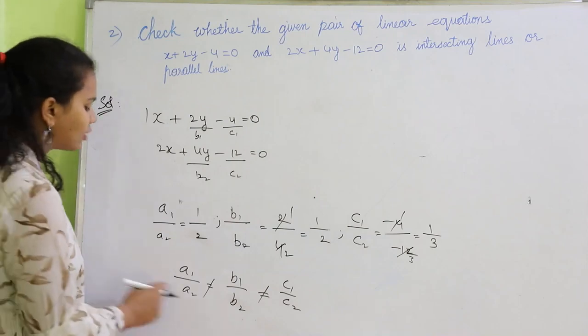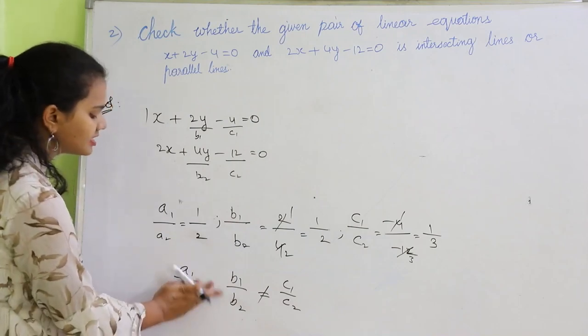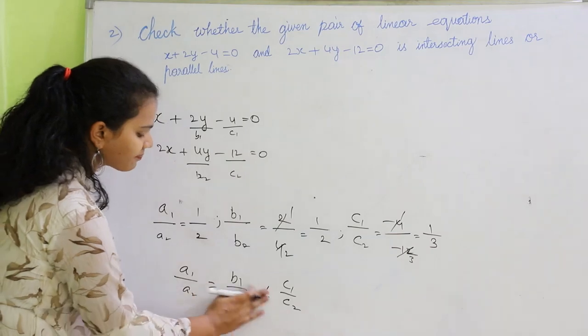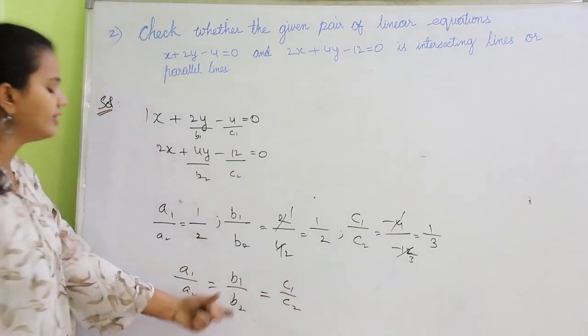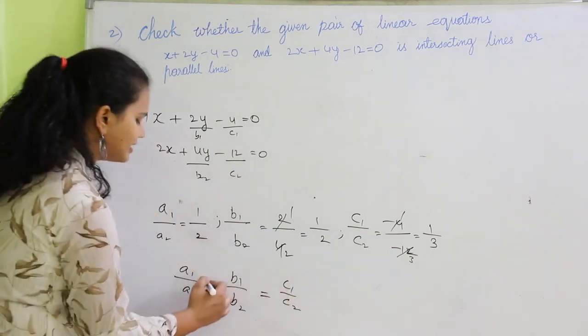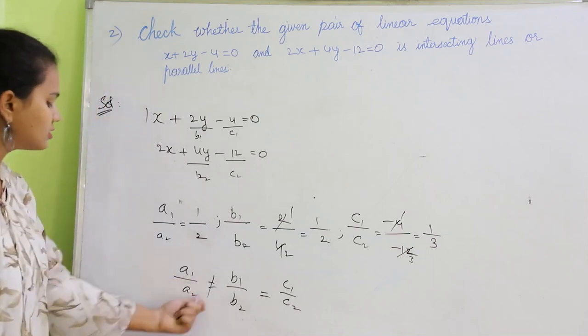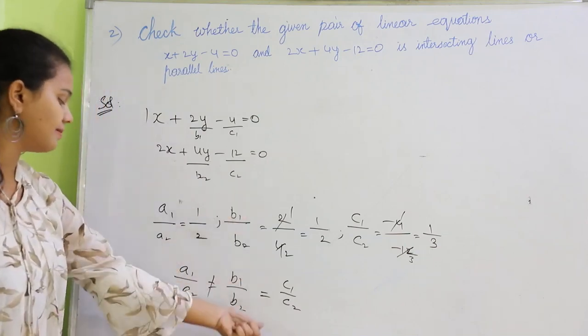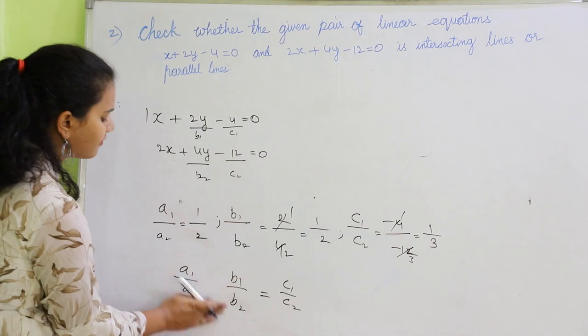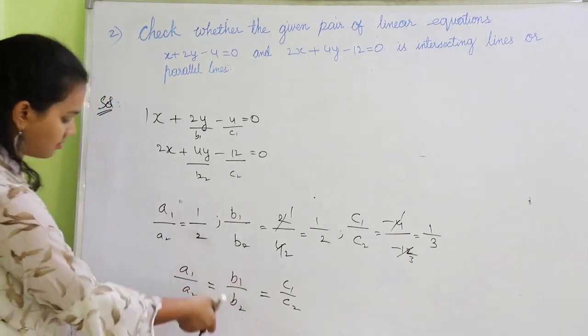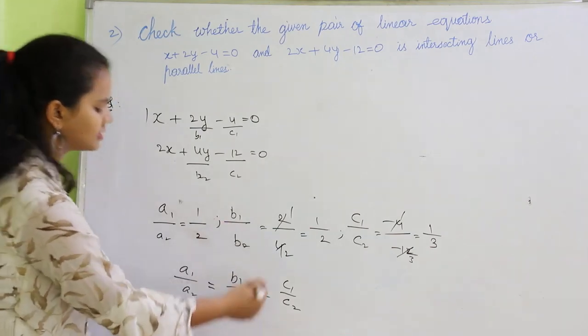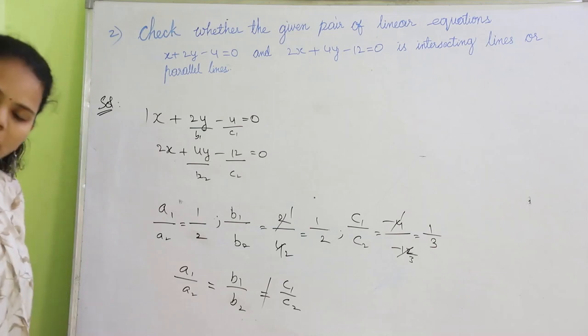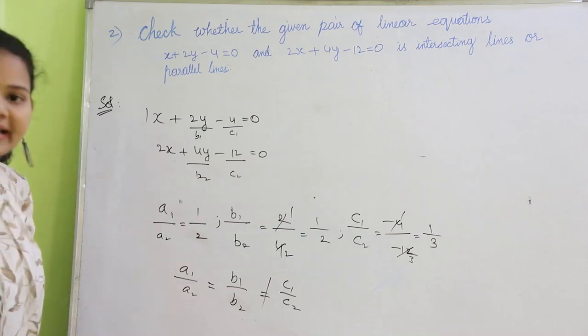If a1 by a2 is equal to b1 by b2, which is equal to c1 by c2, if it is in this order, then it would be coincident. If a1 by a2 is not equal to b1 by b2, which is equal to c1 by c2, then it would be parallel. If a1 by a2 equals b1 by b2, which is not equal to c1 by c2, then it will also be in parallel form.